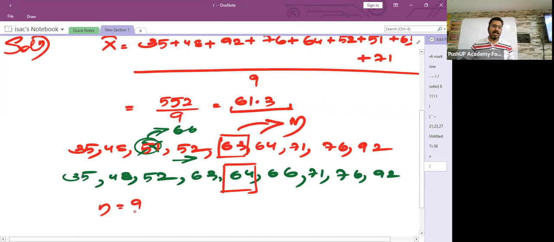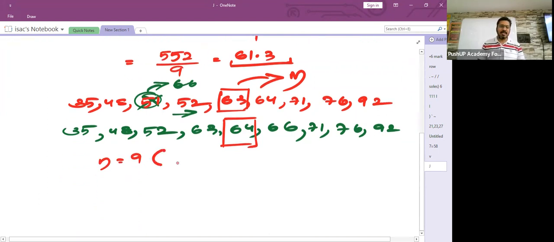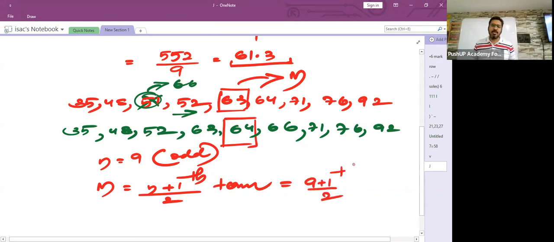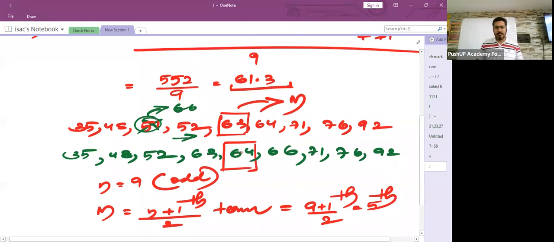N is equal to 9, because 9 observations are there. 9 is an odd number. And I told you, when n is an odd number, the median value will be the (n plus 1) divided by 2th term. And that is equal to the (9 plus 1) by 2th term, which is equal to the 5th term. Right? The 5th term. So the 5th term is 64. Very good. Easy. Animesh, very good. Namrata, very good. What about Aaron?